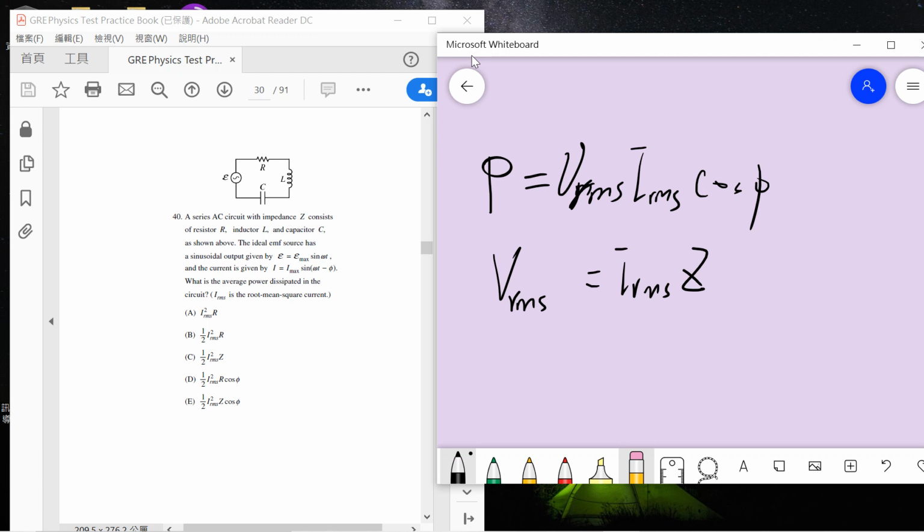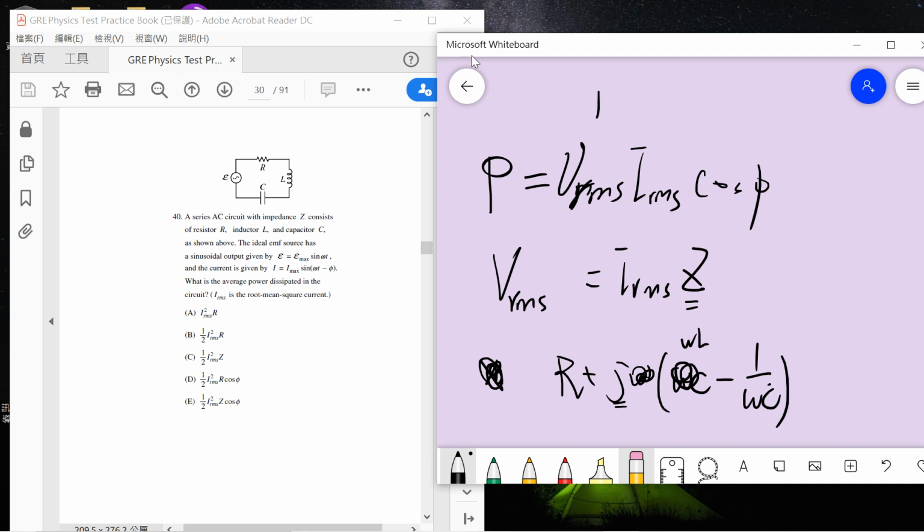Remember, the total effective impedance is R plus j times (omega L minus 1 over omega C). The j is just the imaginary part in the electric circuit. So the magnitude of Z is the square root of R squared plus (omega L minus 1 over omega C) squared.